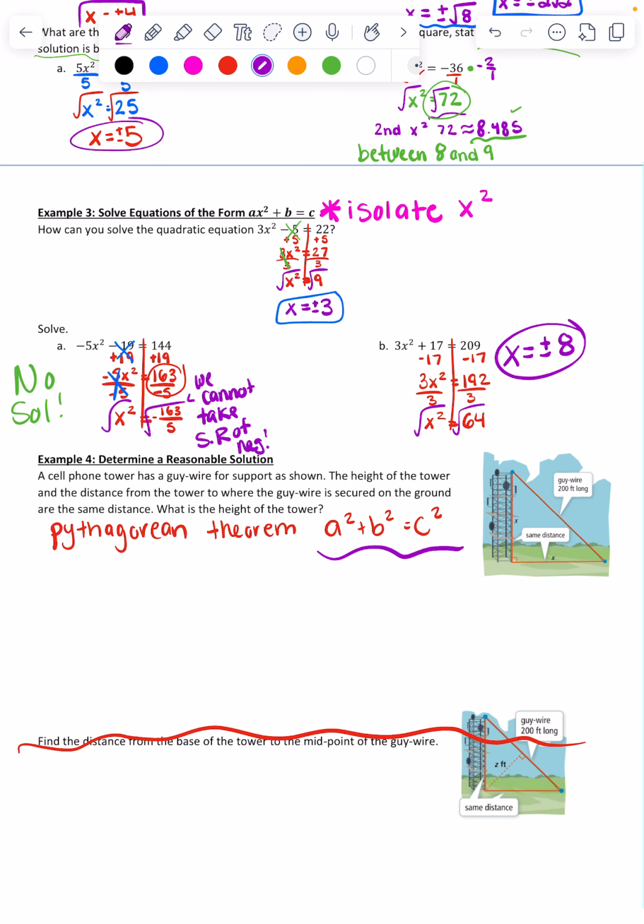But really, this is just a real-life equation that we use in the real world, and we can solve it in the same ways we were doing before. It says that we have a cell phone tower with a guy wire support as shown. The height of the tower and the distance from the tower to where the guy wire is secured on the ground are the same distance. What is the height of the tower?